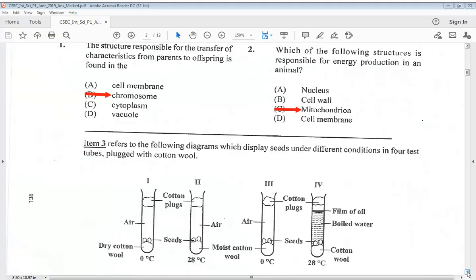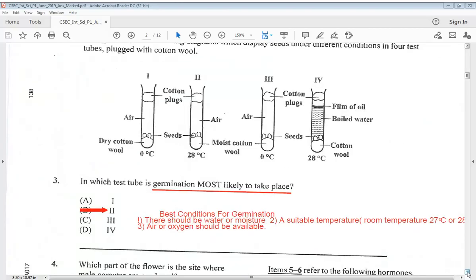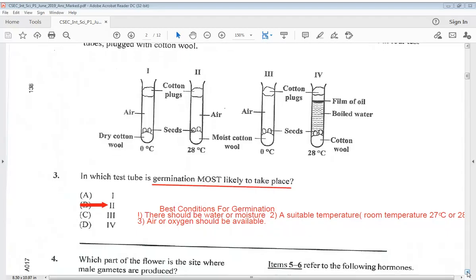Number 3. Item 3 refers to the following diagrams which display seeds under different conditions in 4 test tubes plugged with cotton wool. So 3 says, in which test tube is germination most likely to take place? The answer is B2. As it says, the best conditions for germination are: 1, there should be water or moisture; 2, a suitable temperature, a room temperature between 27 and 28 degrees Celsius; or 3, air or oxygen should be available.